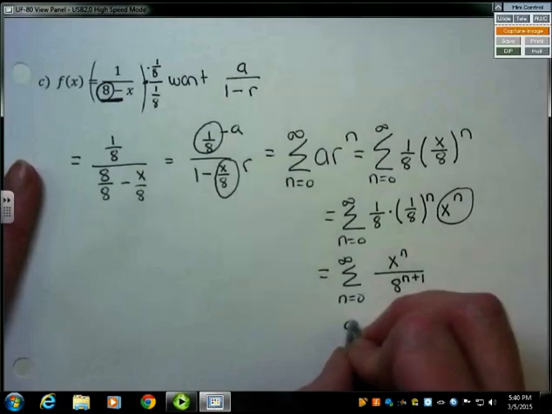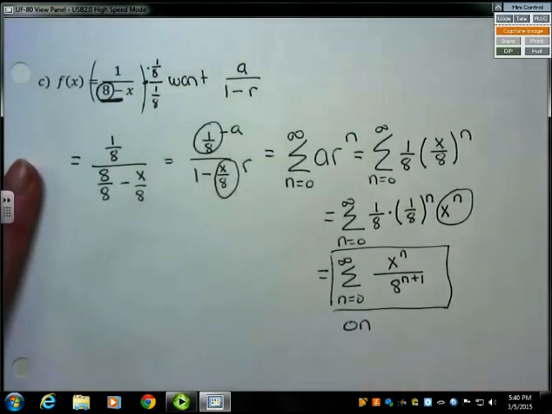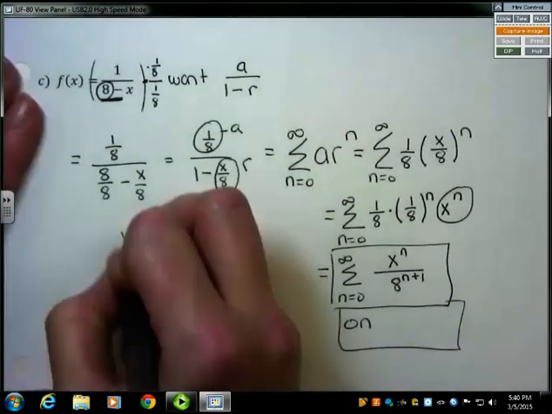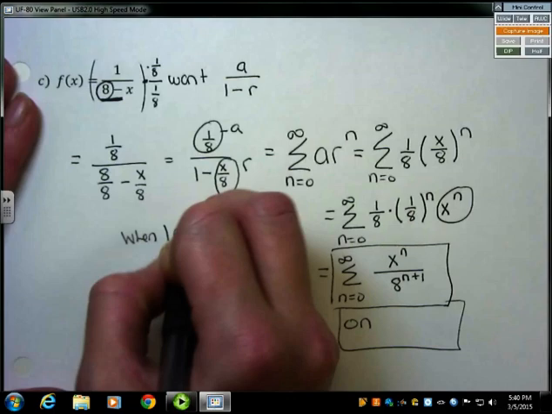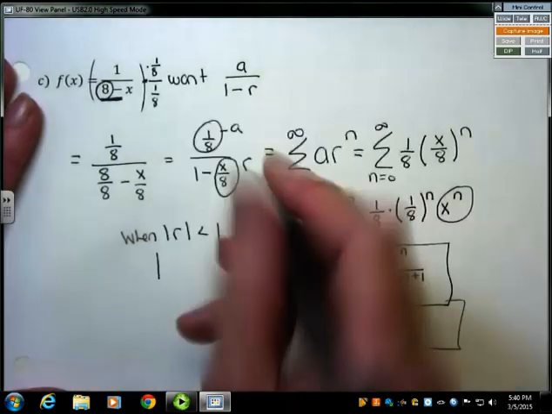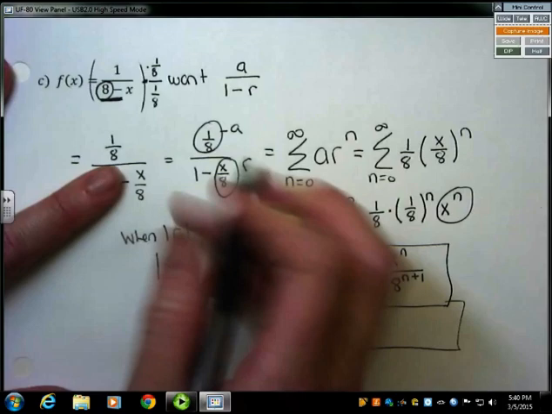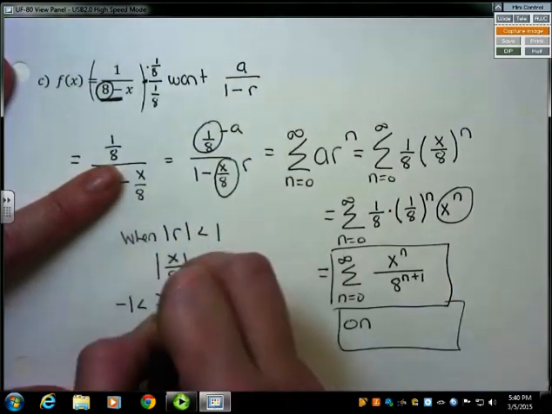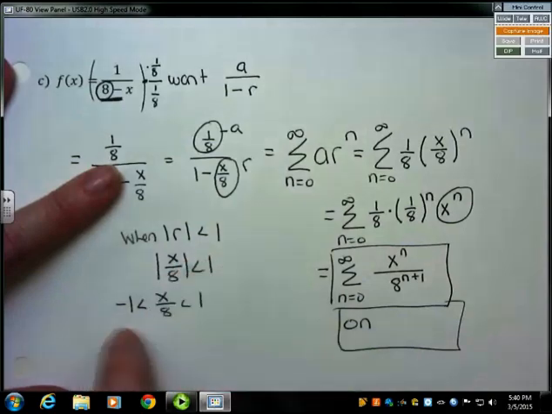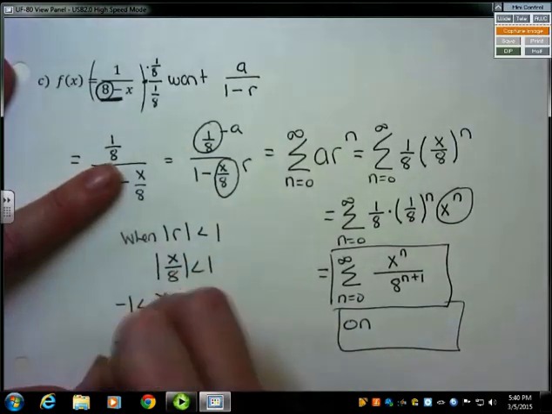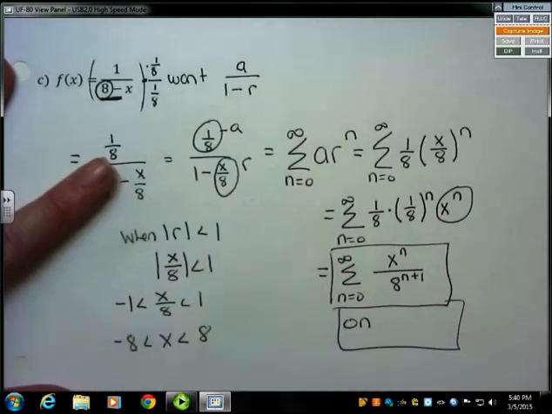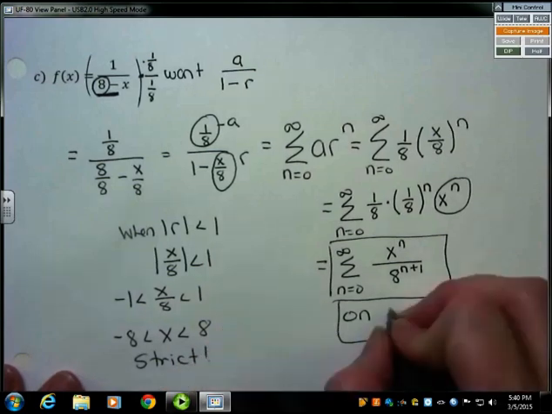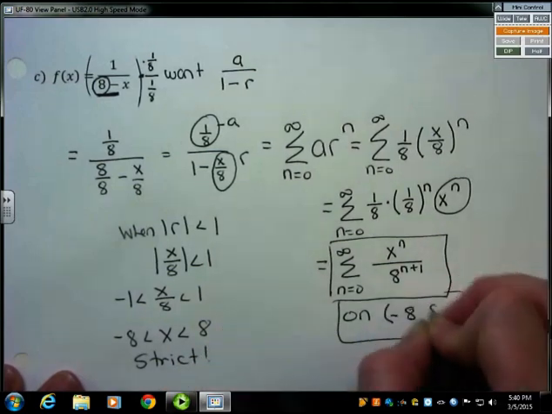I need to know when is this expression good for, so I need to find the interval that this holds. This holds when the absolute value of r is less than 1. Our r is x over 8. So negative 1 less than x over 8 less than 1. Multiplying every single piece by 8, I have negative 8 less than x less than 8. Again, it's a geometric series, so it's going to be strict. So this is good for the interval negative 8 up to 8.